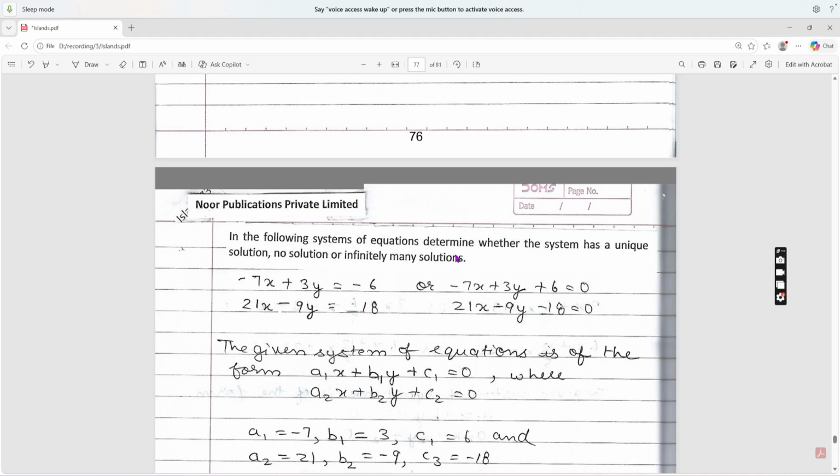See, minus 7x plus 3y is equal to minus 6. 21x minus 9y is equal to 18.